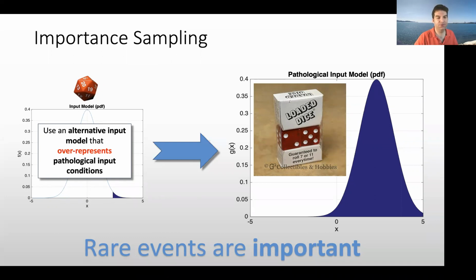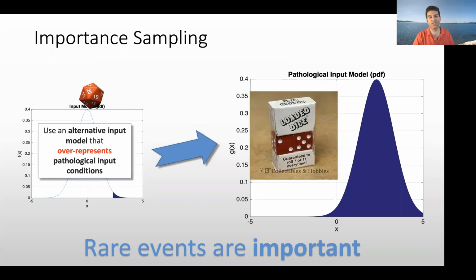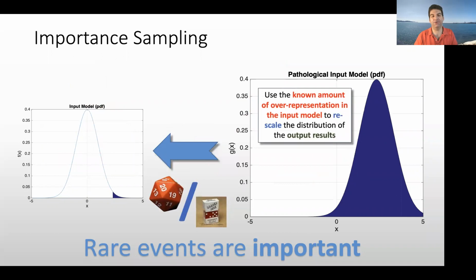So I am going to effectively use loaded dice. I've got fair dice that went into my original input model, and now I'm going to use loaded dice that go into this model here. So I am going to force results that normally happen rarely to come out of my input models. By doing that, I can then use the known amount of overrepresentation in my input model to rescale the distribution of the outputs that I get.